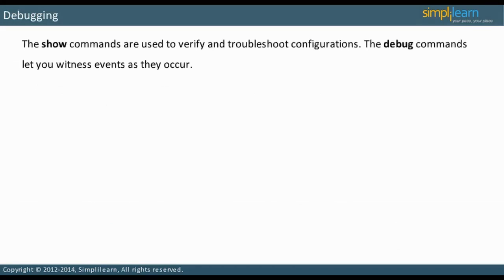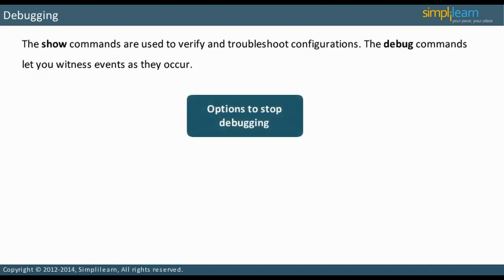The show commands are used to verify and troubleshoot configurations. They provide a snapshot of device status. In most cases, these commands are sufficient to determine if there are problems with the system or the configuration. The debug commands let you witness events as they occur. They are used when the level of detail of the show command output is not sufficient to troubleshoot a problem. For example, if Dynamic Host Configuration Protocol (DHCP) is not assigning addresses as expected, seeing a detailed stream of allocation information could help to pinpoint the problem.